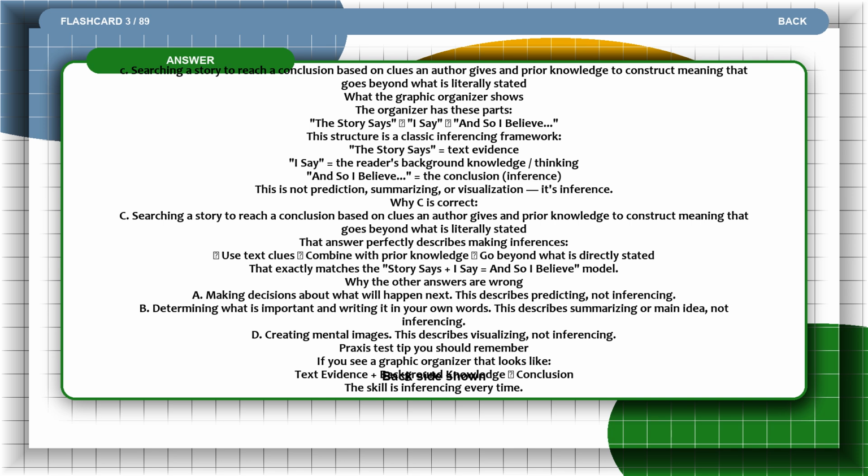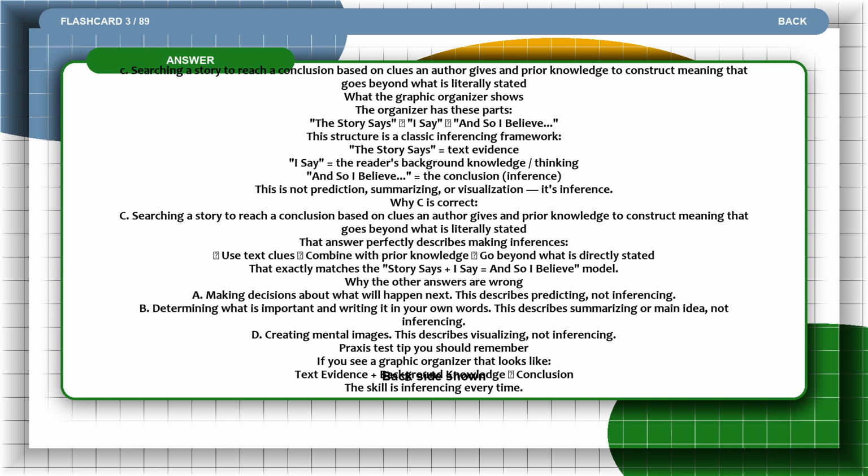Why C is correct. C. Searching a story to reach a conclusion based on clues an author gives and prior knowledge to construct meaning that goes beyond what is literally stated. That answer perfectly describes making inferences. Use text clues. Combine with prior knowledge. Go beyond what is directly stated. That exactly matches the story says + I say = and so I believe model.